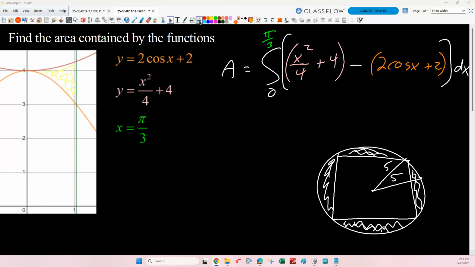Okay, how about this one? Find the area contained by the functions y equals 2 cosine x plus 2, y equals x squared over 4 plus 4, and x equals pi thirds. That's a vertical line at pi thirds, right? Well, the area contained by all those would be that yellow area. Agreed? Okay. So how would I do that?